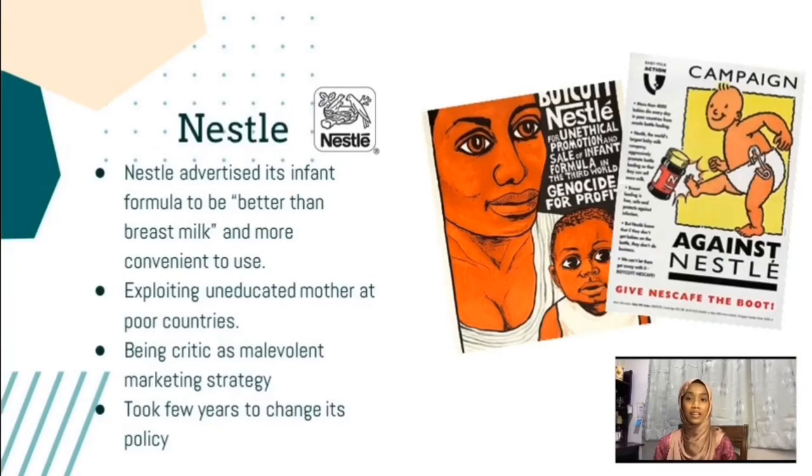We take the case of Nestle. The issue of the baby formula scandal caused a few countries, such as the United States, Norway, France, and many more, to start a boycott campaign against Nestle. Nestle advertised infant formula as better than breast milk and more convenient to use. The authorities found out Nestle often ignores its own nutritional advice in its advertising.